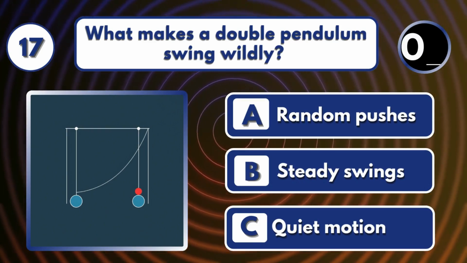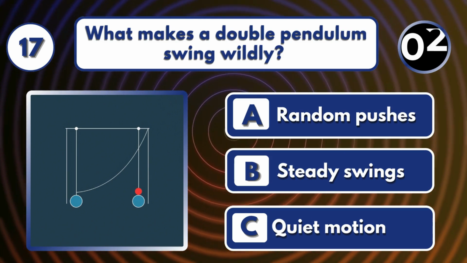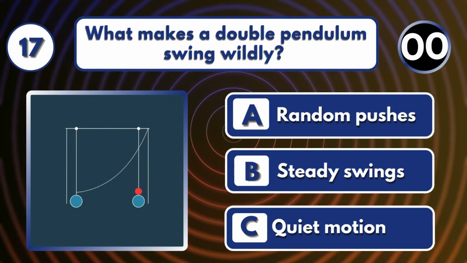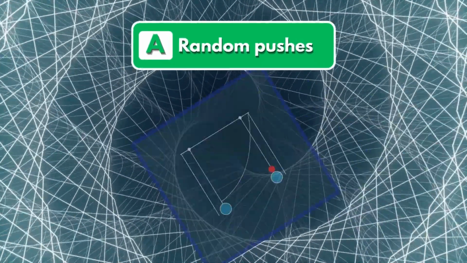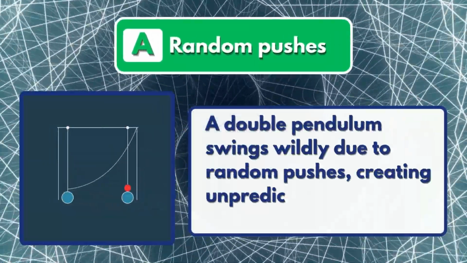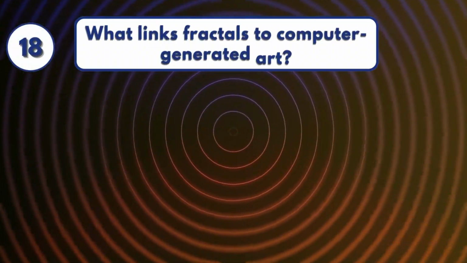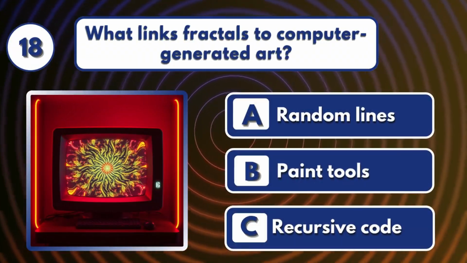Let's twist through infinite loops. A double pendulum swings wildly due to random pushes, creating unpredictable chaotic motion. What links fractals to computer-generated art?